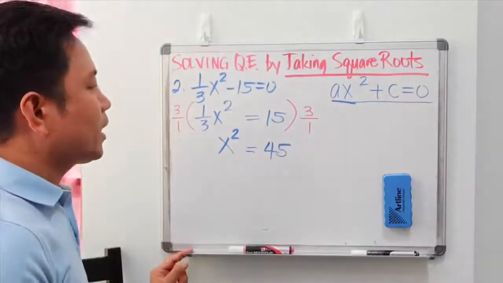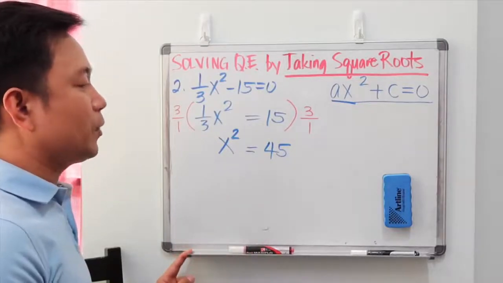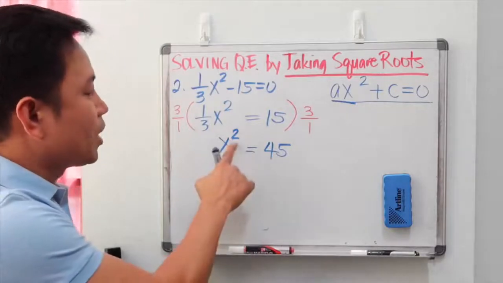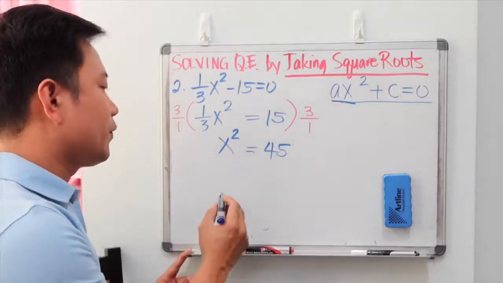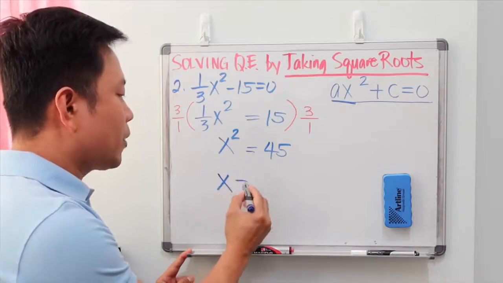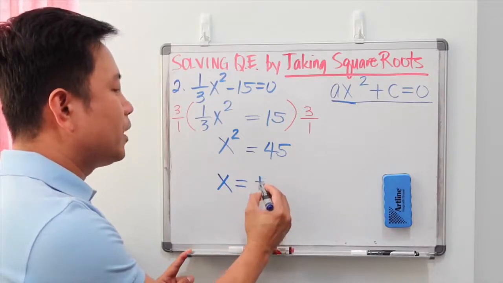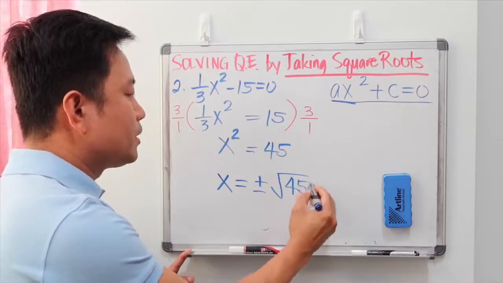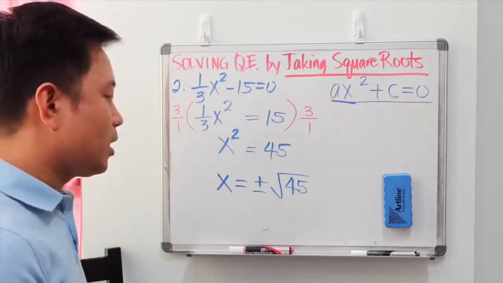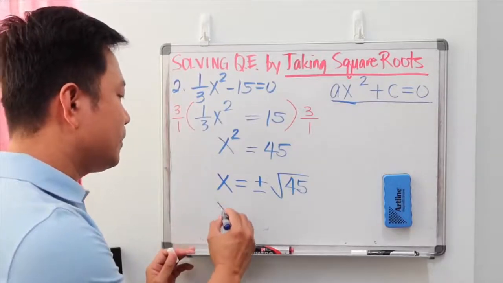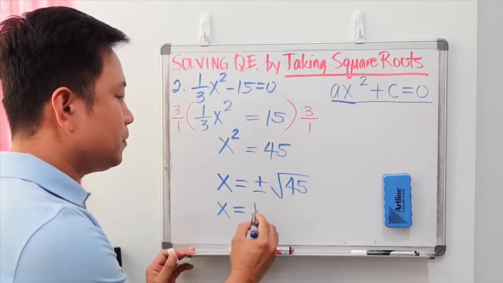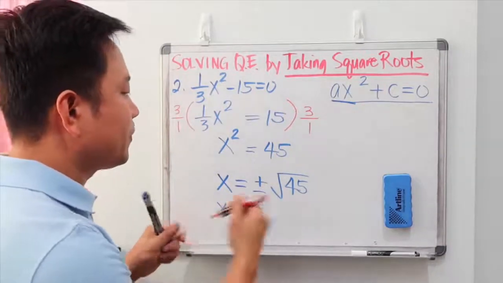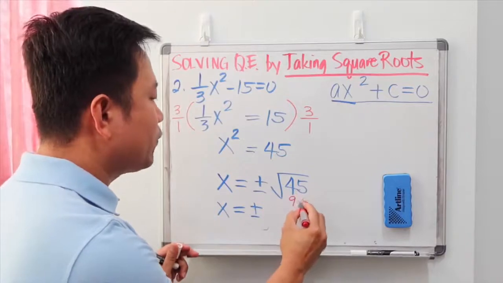To find the value of x that will satisfy x squared is equal to 45, we need to do the inverse operation. And to do that, we need to get the square root of both sides. When we do the square root of both sides, we now have plus or minus square root of 45. Since 45 is not a perfect square, we can change that into simplest radical form. And 45 is the same thing as 9 times 5. 9 is a perfect square, and 5 is not.